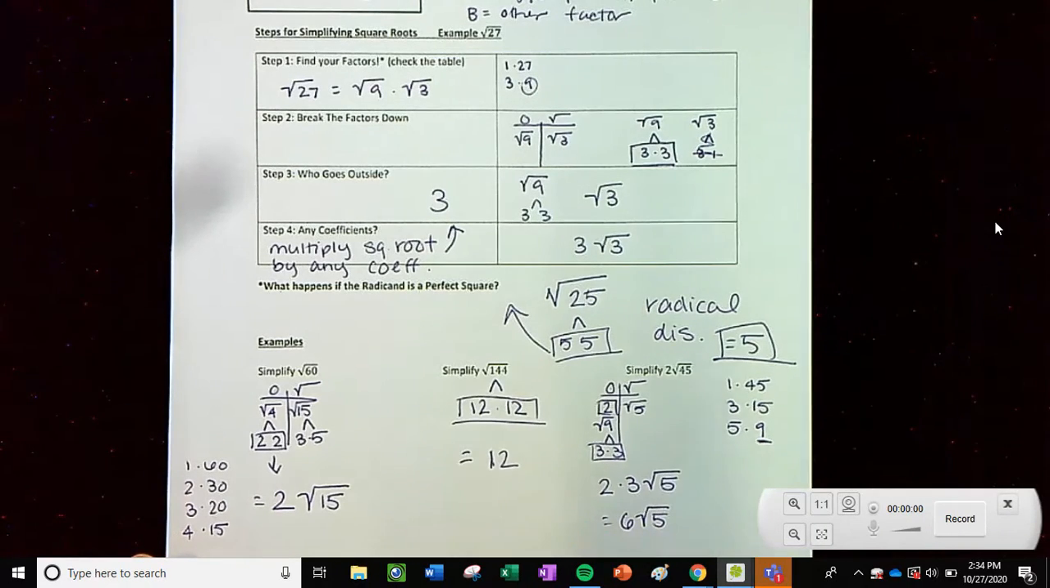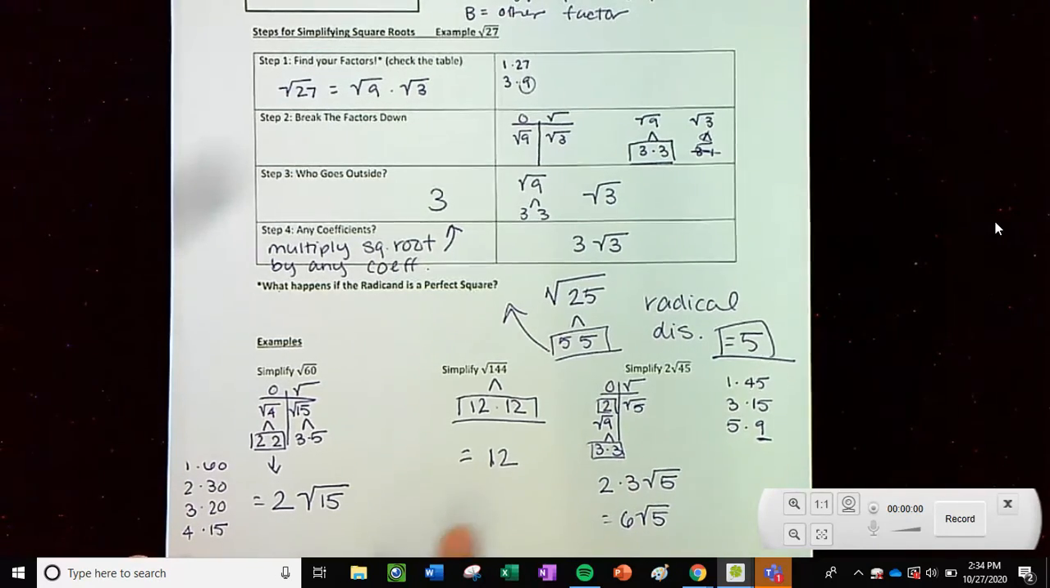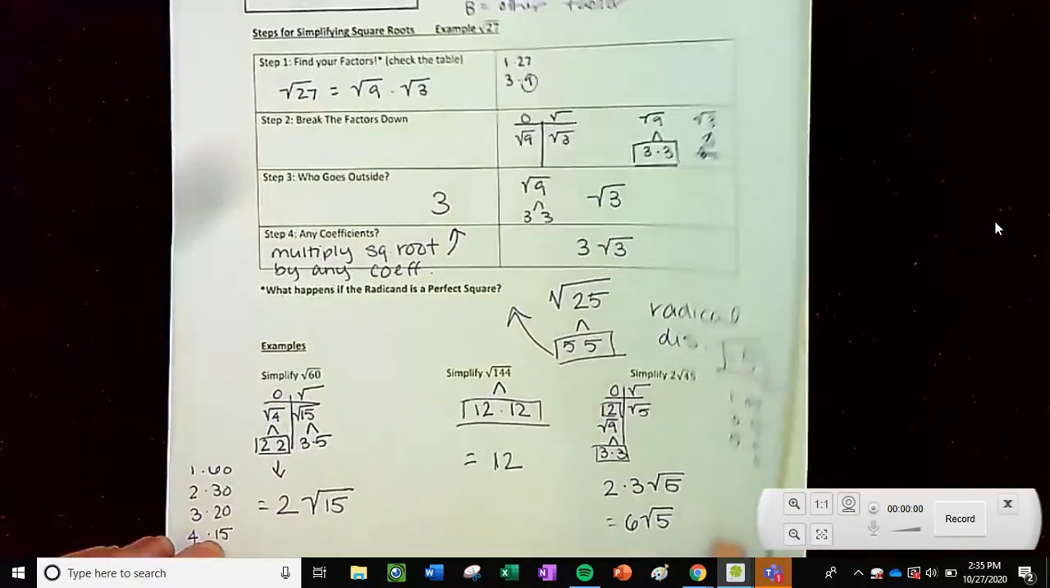Okay. Stop this video, rewind it, and watch it again, because this is complicated, and you guys need to know how to do this so that we can move on to part 3, which is simplifying cube roots. So give it a try and let me know how it goes.